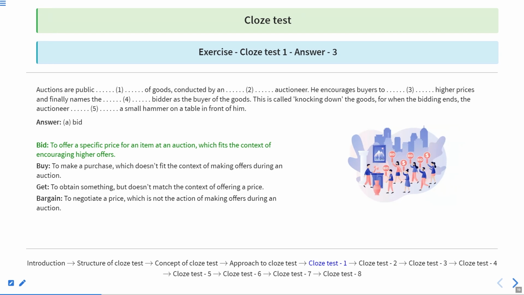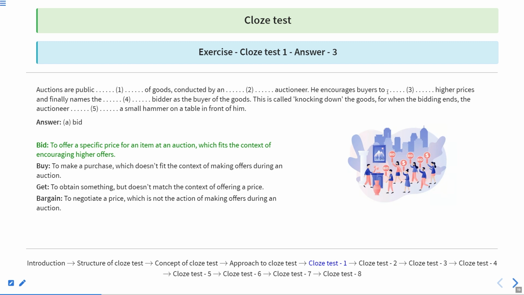So we already know the first two words. We are focused on the third word. There were several choices. The best option is actually bid. Let us look at why. So he encourages buyers to bid higher prices. To bid is to offer a specific price for an item at an auction. This fits the context of the sentence where we are asking people to offer higher prices, and therefore bidding is done.